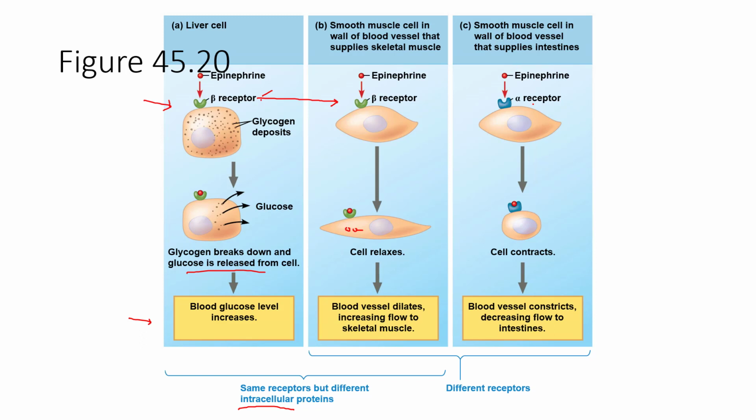Meanwhile, in this cell over here, we have a cell contracting. So this might be like in the digestive system. And in this example, we have a different receptor in the cell membrane for epinephrine. So we have the same signal in this case, but different internal proteins leading to different responses. But over here, between these two types of muscle, we have different receptors causing different cellular responses. And that allows one signal, adrenaline, to have multiple effects throughout the body.